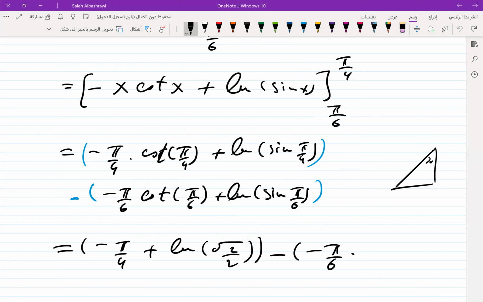This is 30. That's 60, and we are looking for the tangent. This is 1/2 square root of 3, and the tangent or the cotangent is 1 over, this is square root of 3, plus ln of square root of 3 divided by 2.